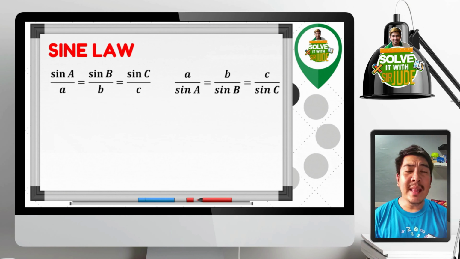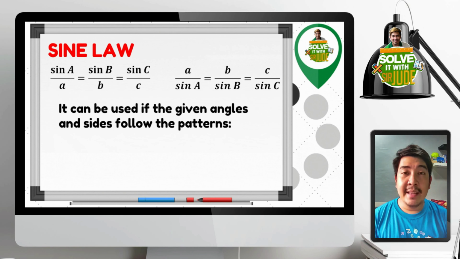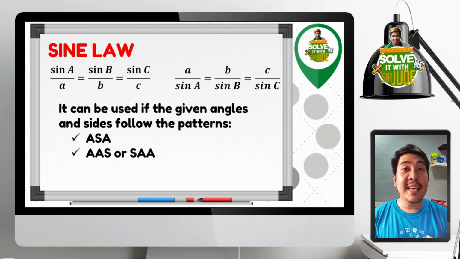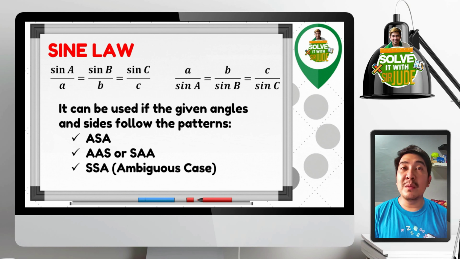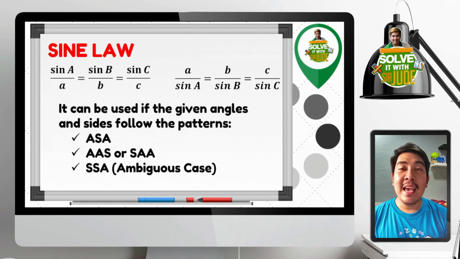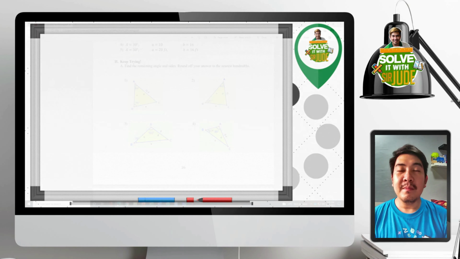Let us now proceed to when the sine law can be applied. It can be used if the given angles and sides follow these patterns: the first one is the ASA pattern, then the AAS or SAA pattern, and the last one is the SSA pattern. This SSA pattern is also known as the ambiguous case. For this video lesson, we will be dealing with the first two patterns, ASA and AAS or SAA.